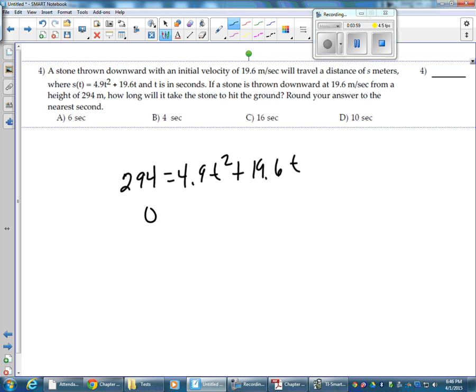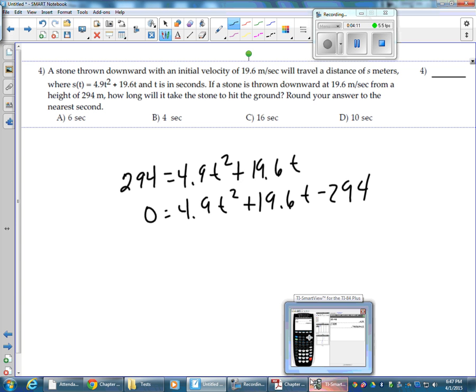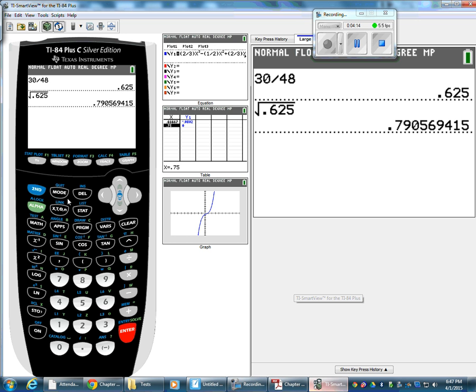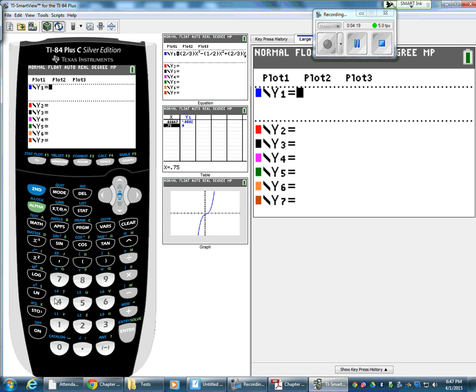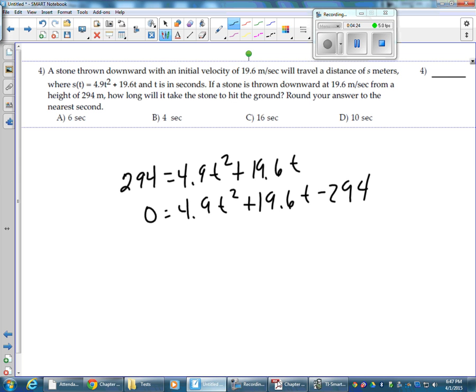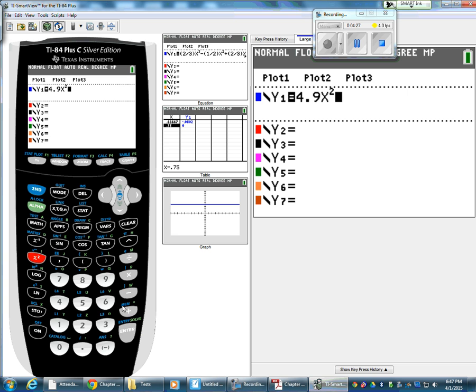Well, to solve this, I'm going to set it equal to 0. So subtract 294, and then I'm going to solve this. I think that I will use the calculator. You can use quadratic formula here, but I'm going to use the calculator. I think it might be a little bit faster. Y equals 4.9x squared plus 19.6x minus 294.